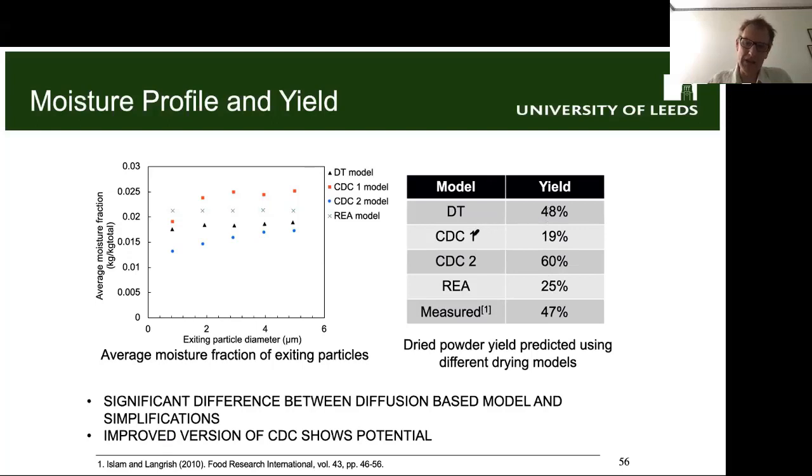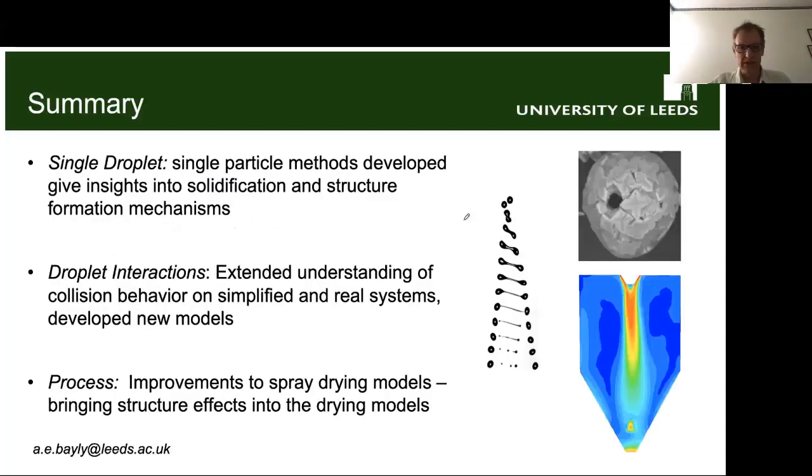If we make some changes to the CDC model by making it more responsive, we can get improvements in the CDC2, but we've gone, if anything, slightly the other side. So work in progress will be to get simplified models which are closer to this diffusive transport model. So I will leave that there. I don't know if there's time for questions, but thank you for listening.